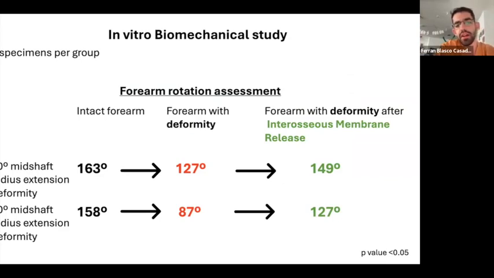We can see that the rotation in the intact forearm was around 160 degrees. The rotation after the deformity decreased significantly, and interestingly, we found that after the interosseous membrane release we got a significant increase in forearm rotation. As we can see, much more in the 20 degrees midshaft radius extension deformity.